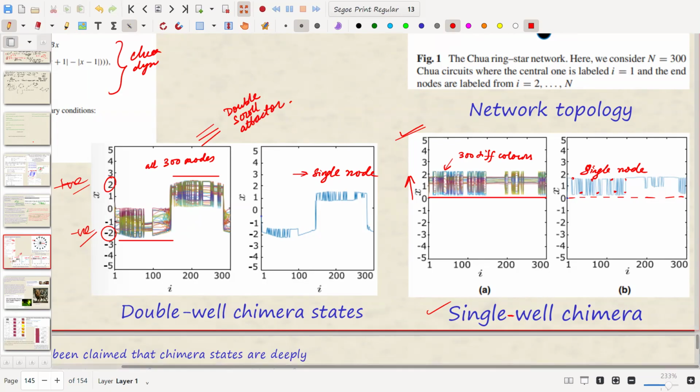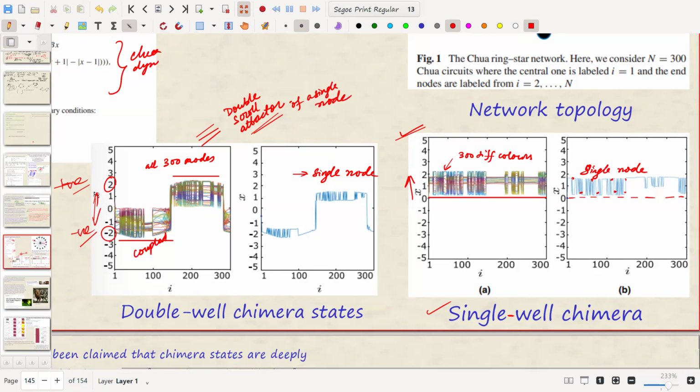The open question is: because the double scroll attractor traverses between positive and negative, therefore this state is also traversing between positive and negative. However, you can understand that these two are totally unrelated things. Here I am talking about the double scroll attractor of a single node, but this is of a coupled system. So these two are totally different things, but do they interplay with each other? That is still not understood. Maybe it will be clear in future.